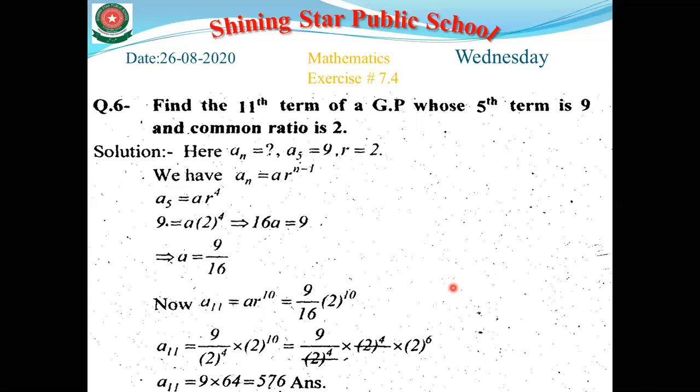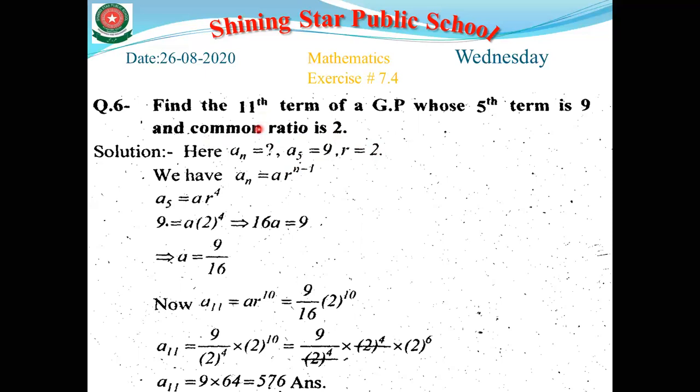So, here A_n is equal to question mark. Okay. A5 is 9 because the 5th term is 9. 5th means A5 and common ratio means R. R is 2. Now we have to find the 11th term.